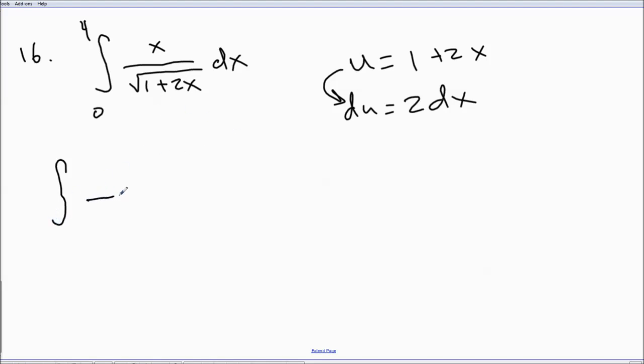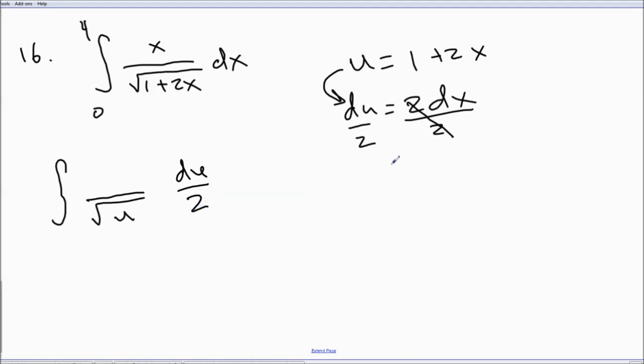So I know there's a fraction. There's a root on the bottom. 1 plus 2x turns into u. And so I've dealt with that. I have a dx here, and so I need to deal with that somehow, but there's no 2 in here. So I'm going to divide out the 2 to the other side. Cancel that out. And so I get a du over 2.